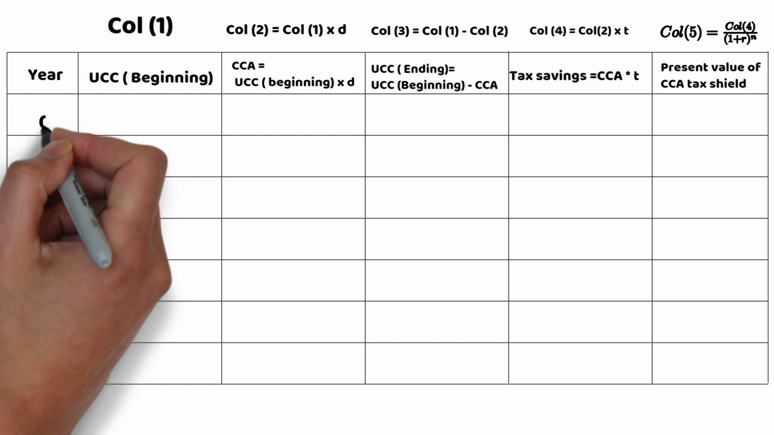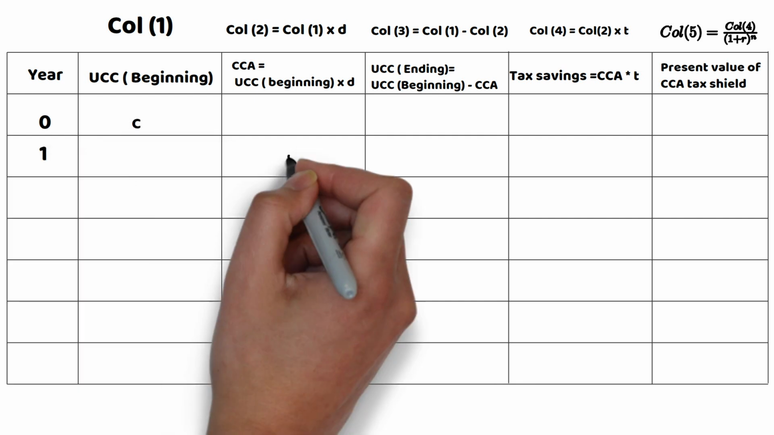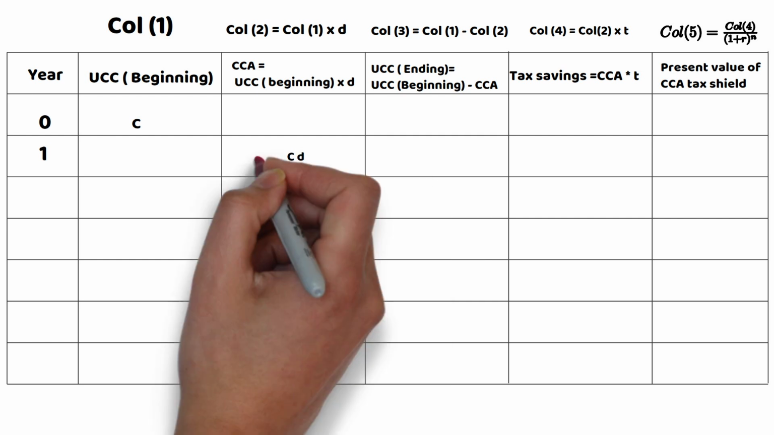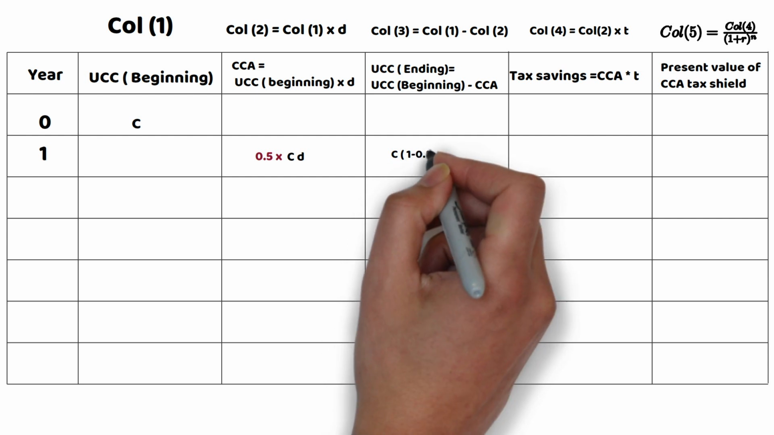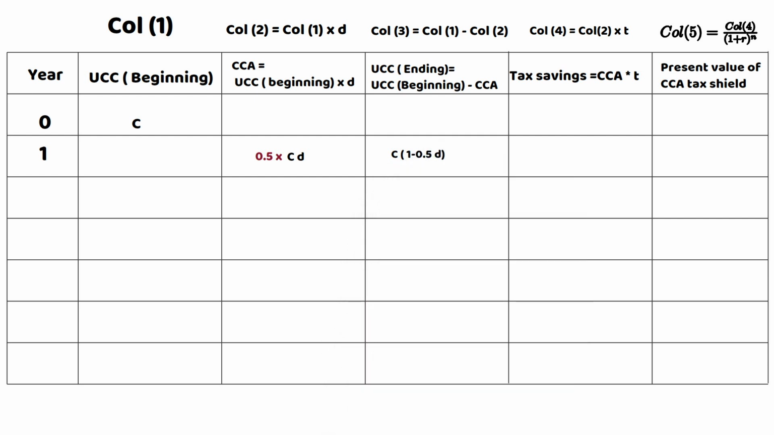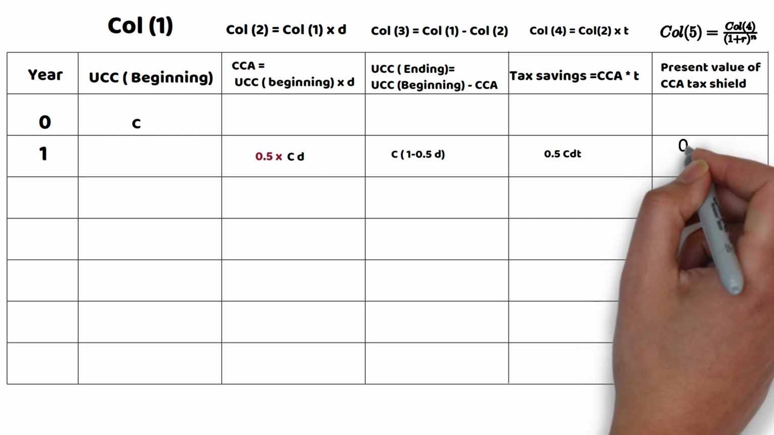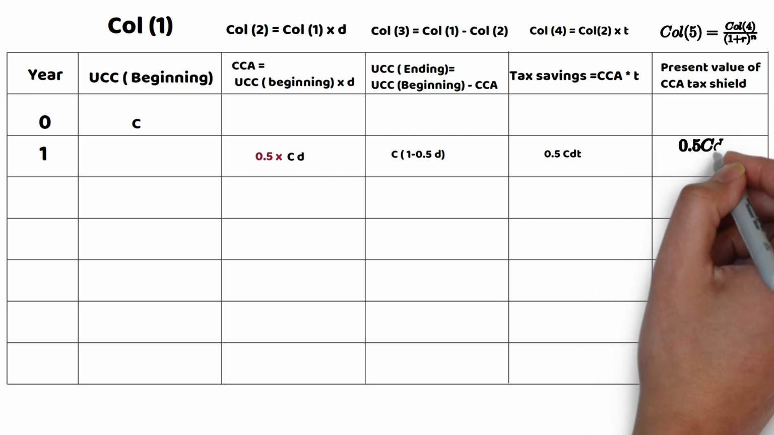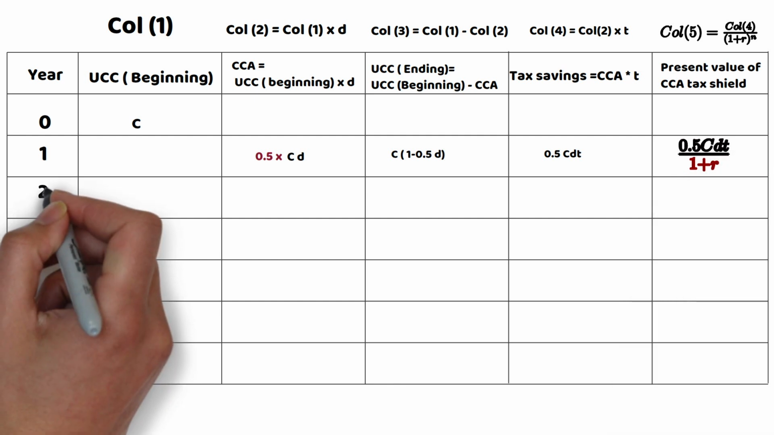So let's see the first year. When you first purchase, the UCC equals the cost, C. In year 1, the CCA equals the cost C times the depreciation rate D, but there is the half-year rule. You have to multiply by 0.5. And then the UCC ending balance equals the beginning minus the CCA. The tax savings is the CCA times the tax rate. And the present value of the CCA tax shield is 0.5 CDT over 1 plus R.